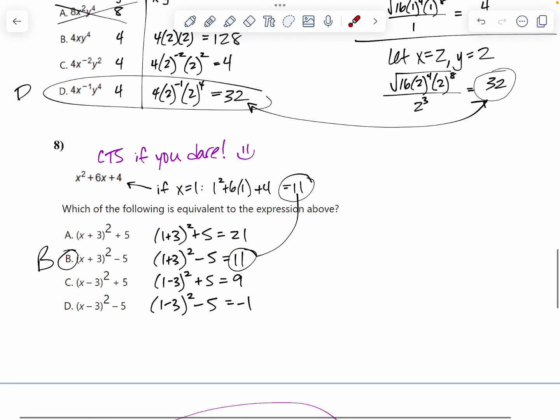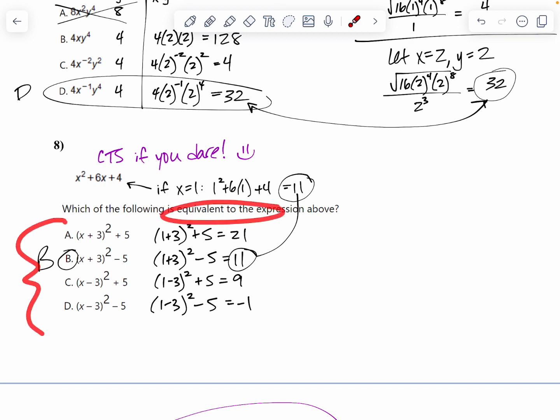All right, number 8, equivalent expression. Looking at the answer choices here and seeing that I have something squared plus or minus a constant, that tells me that I should do completing the square. And if you know how to complete the square, then you go nuts, because I love completing the square, but most students hate it. So let me try the trick. Again, I'm picking 1. If I plug in 1 for x here and 1 for x here, then I get the number 11.